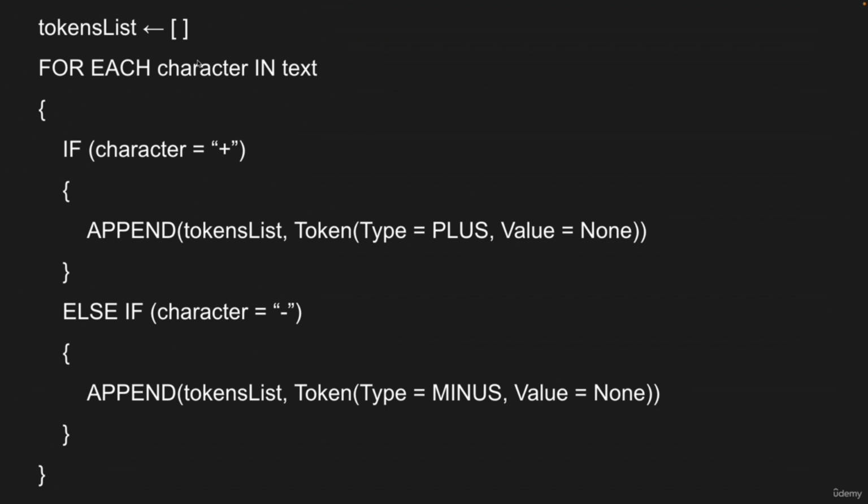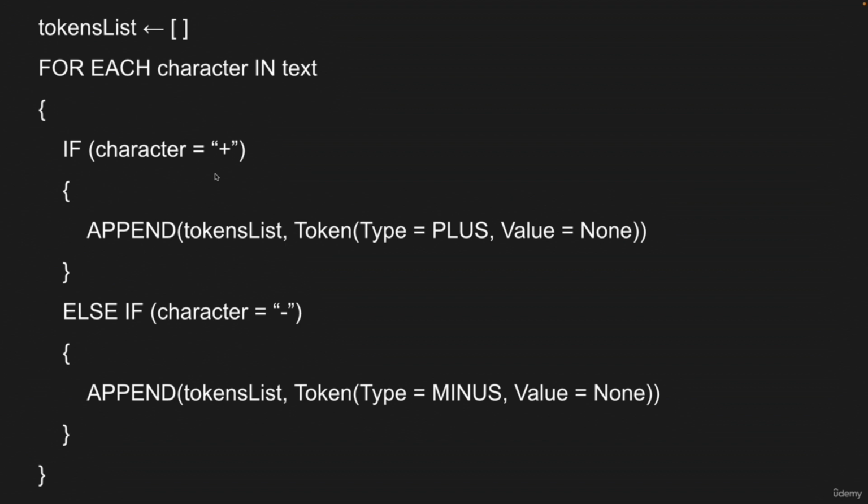So for each character in text, we're going through each character in that specific text, like let's say 1 plus 1 or 2 plus 2. If the character is equal to the plus sign right here, we can add into the tokens list, or append, also known as add, that the token has a type of plus and the value is none.